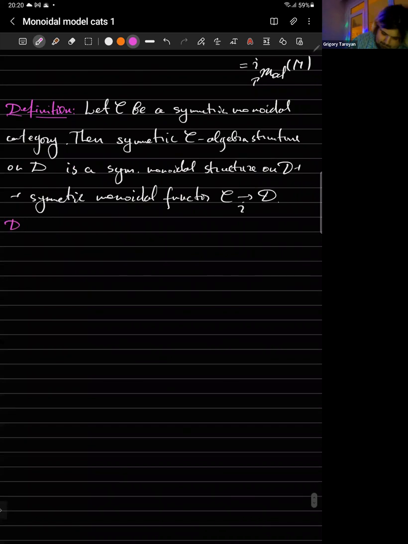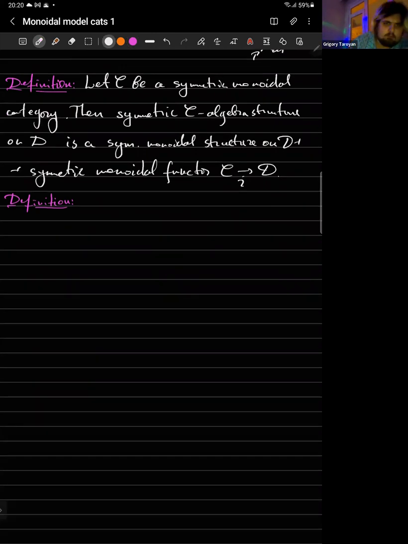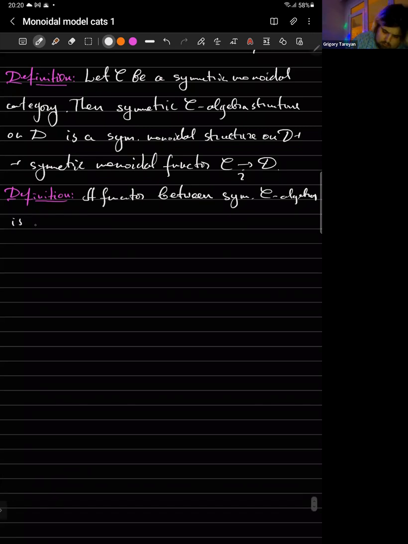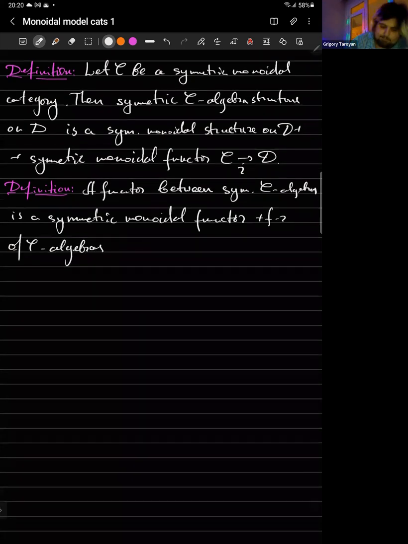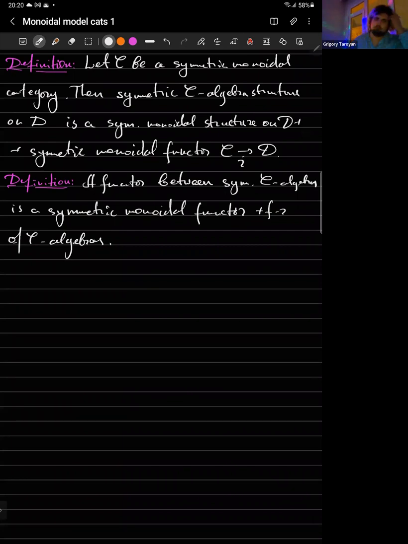So definition. A morphism between symmetric C algebras is a symmetric monoidal functor plus functor of C algebras. So yeah, I think I should give an example.